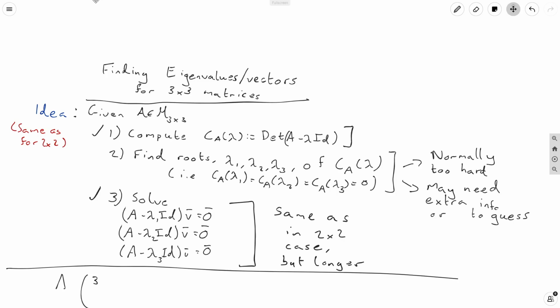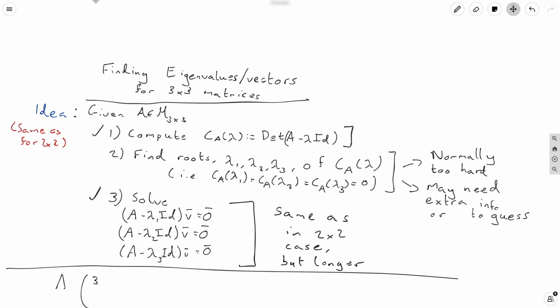First, we compute the characteristic polynomial of A, C_A of lambda, which is defined to be the determinant of A minus lambda times the identity. The second step is to find the roots of this cubic polynomial, lambda 1, lambda 2, and lambda 3. Notice that there'll be 3 of them this time because we're dealing with a 3x3 matrix. And again, of course, the roots of C_A of lambda are just those numbers which, when you put them into C_A of lambda, you get out 0.